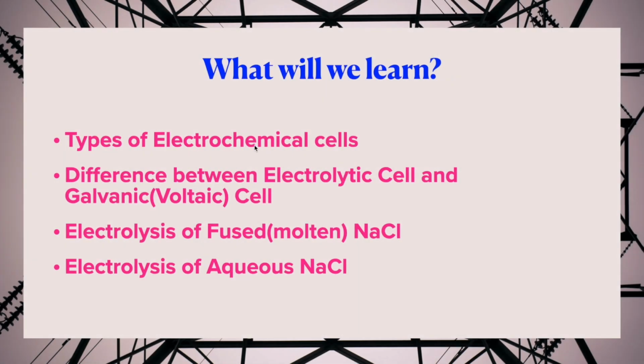Which are the types of electrochemical cells? You know what are electrochemical cells? We have to study in this video which are the types of electrochemical cells. There are two types of cells, electrolytic cells and galvanic cell. Now, what is the difference between electrolytic cell and galvanic cell, or it is also called as voltaic cell?